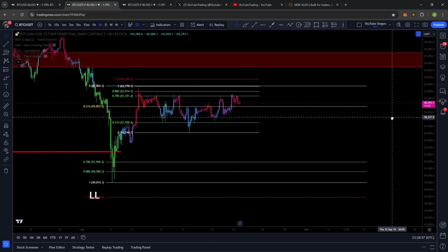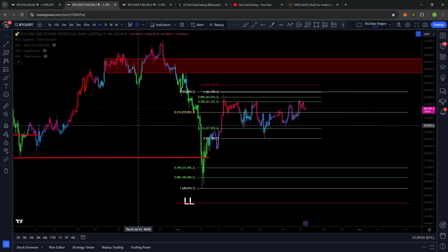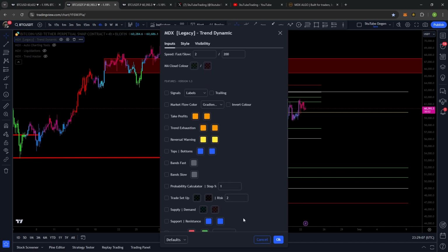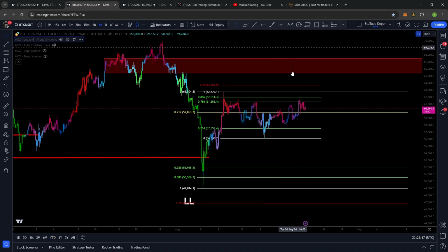But yeah, looking for my indicators and how they look. So basically, the trend dynamic is the one that makes all my colors beautiful like this. There is a whole bunch of things you can do with that indicator as well. A lot of them are very customizable. I really just use it because I like the way it looks. So I use gradient one color there with inverted candle colors.